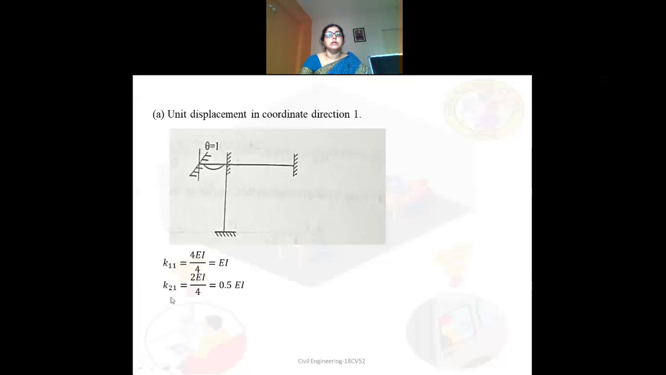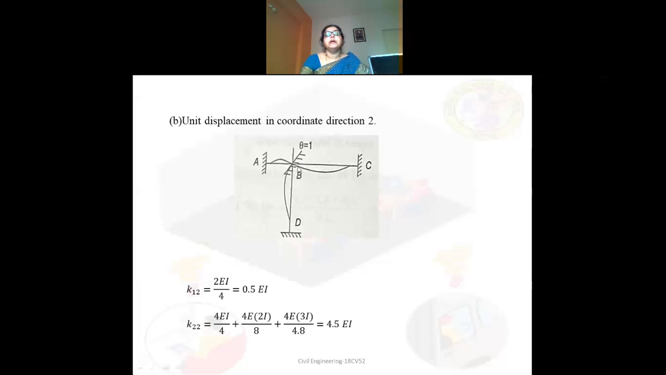Next, K21, that is the force developed at coordinate 2 due to displacement or rotation at coordinate 1. Same here, 2EI by L into 2 theta B plus theta A minus 3 delta by L. Delta is also 0, theta B is also 0. So what is the answer we are going to get? We are going to get 0.5 EI.